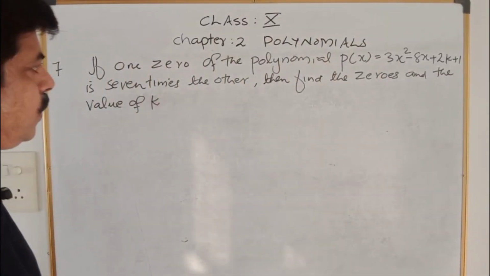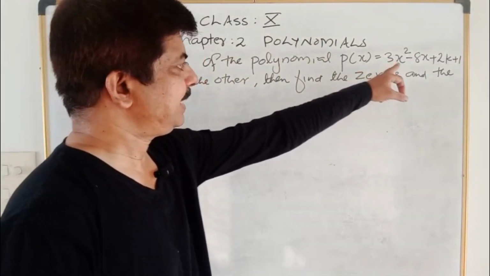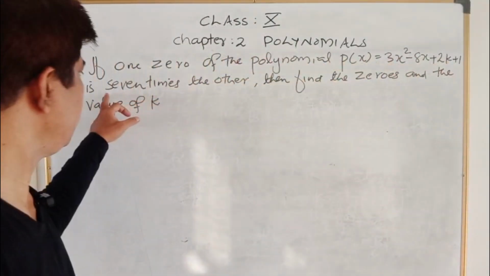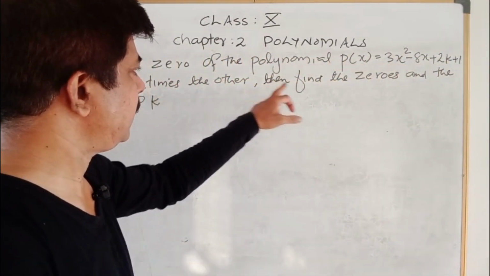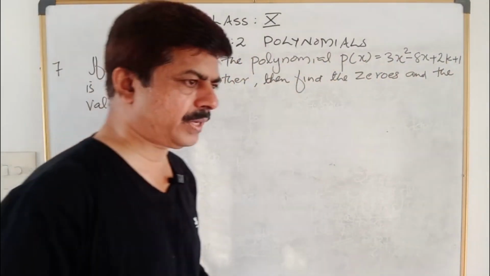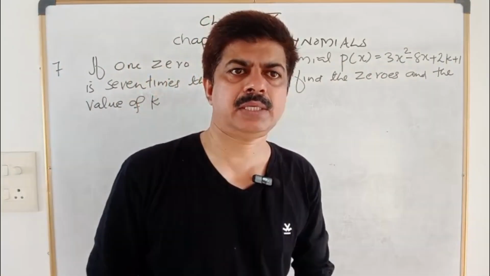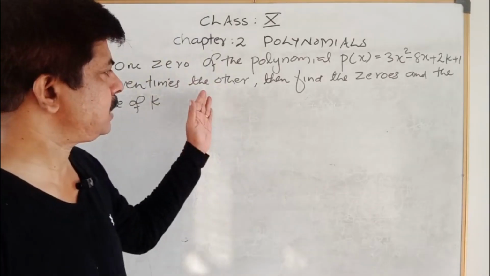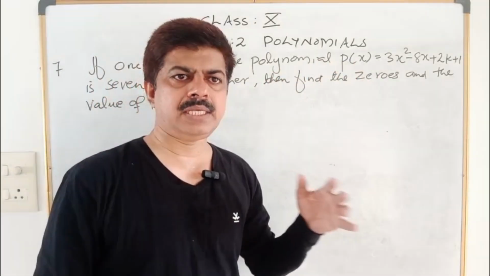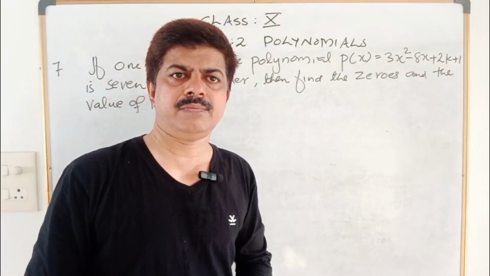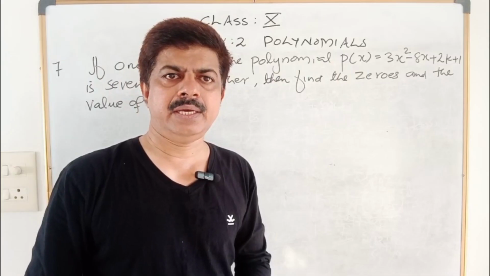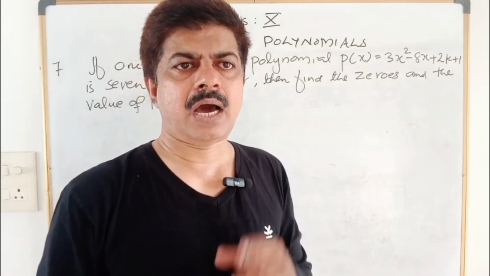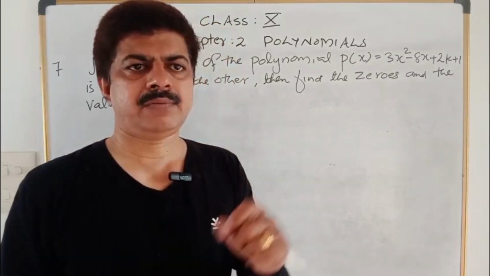Seventh question. If one zero of the polynomial p of x, 3x square minus 8x plus 2k plus 1, is 7 times the other, then find the zeros and the value of k. Here normally we take the zeros alpha and beta, but according to the question one zero is 7 times the other. If one is the reciprocal of the other, we take alpha and 1 by alpha. If one is the negative of the other, we take alpha and negative alpha.